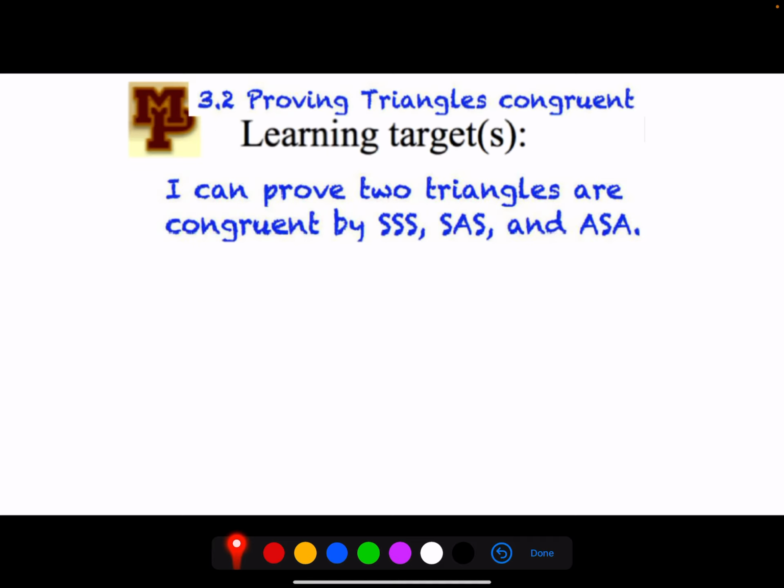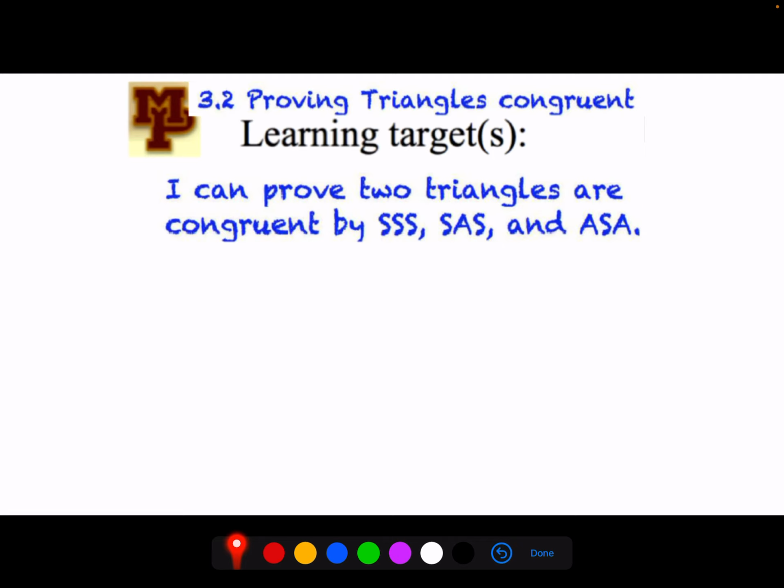All right, so today we're going to be doing 3.2, proving triangles congruent. Our learning targets today are: I can prove two triangles are congruent by SSS, SAS, and ASA. Now, these will be very important for us.